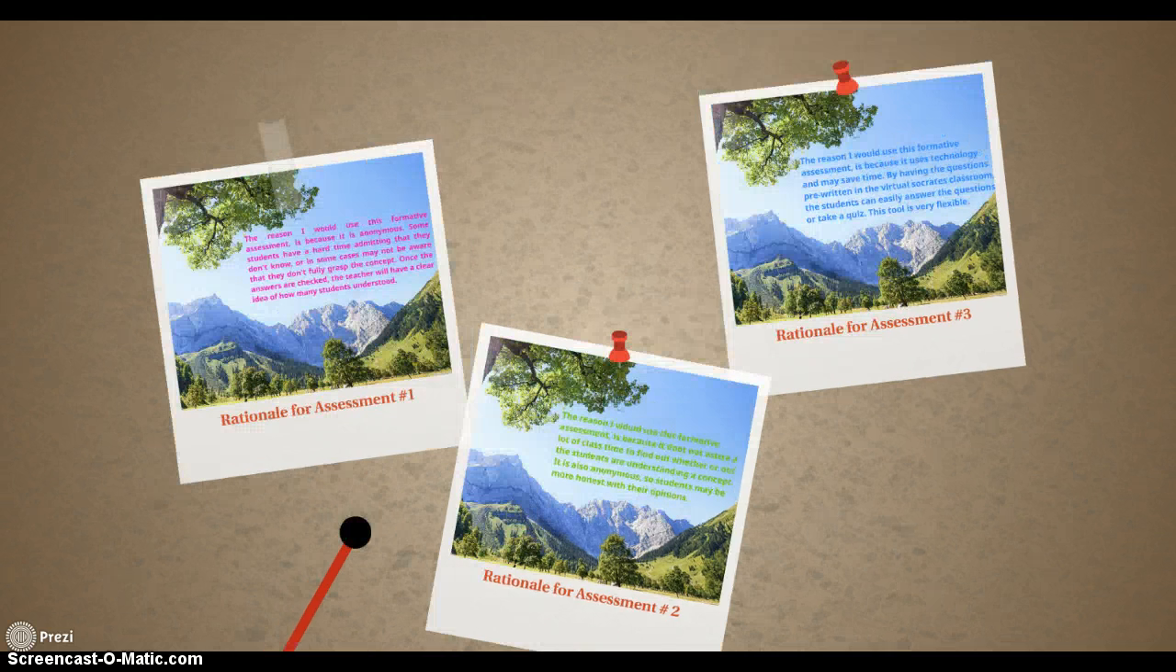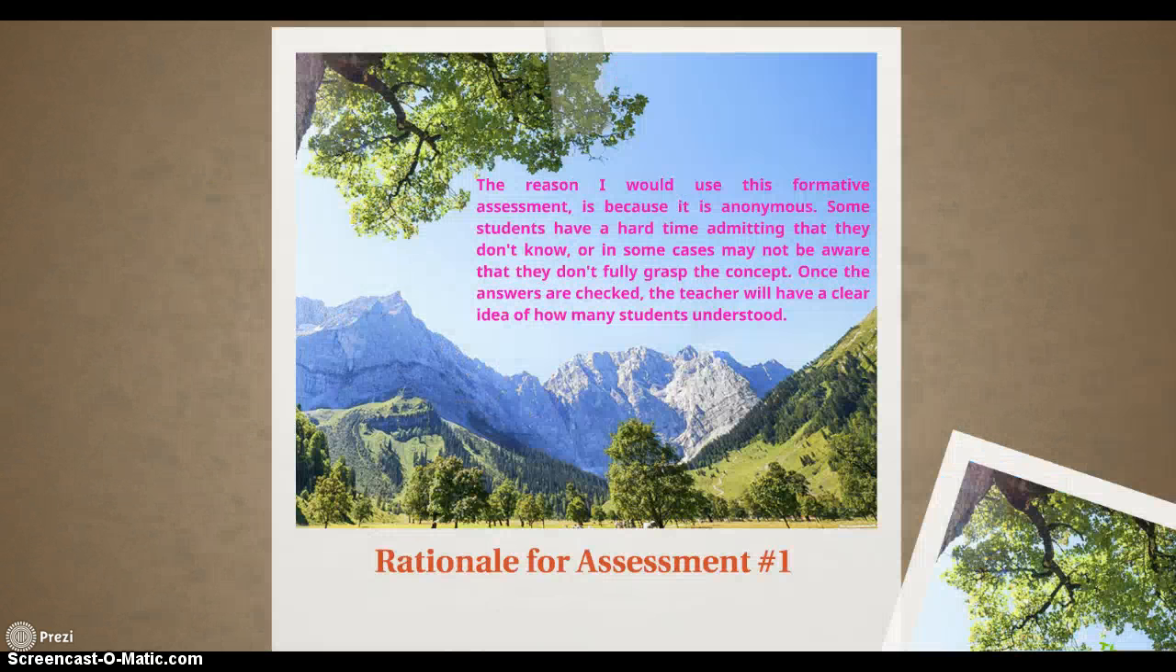So, my rationale for assessment number 1: the reason I chose this formative assessment is because it's anonymous, and some students have a hard time admitting that they don't know, or in some cases may not be aware that they don't fully grasp the concept. Once the answers are checked, the teacher will have a clear idea of how many students understood.